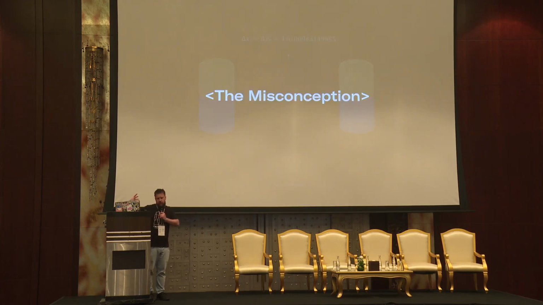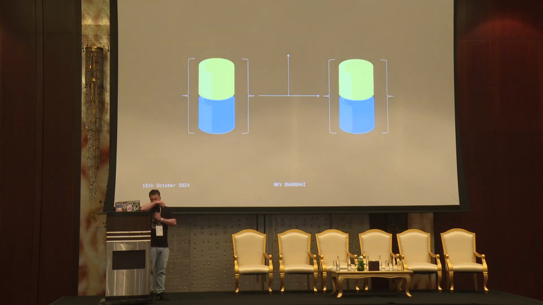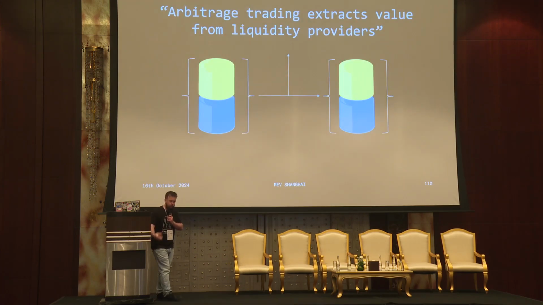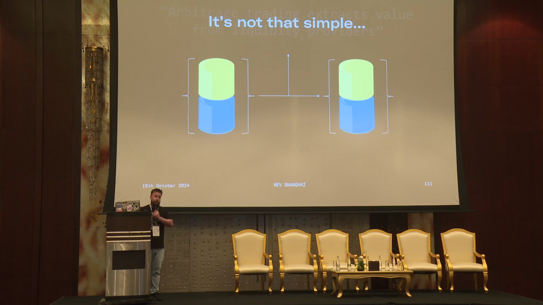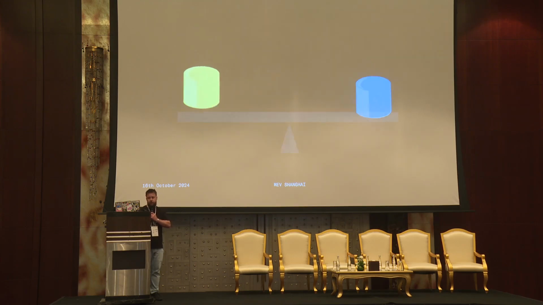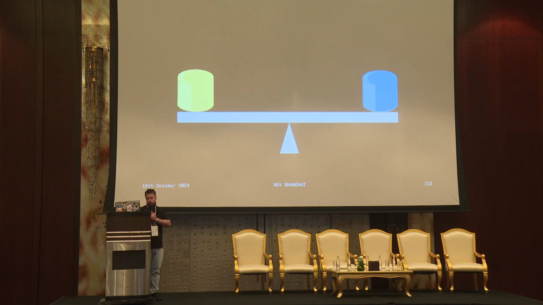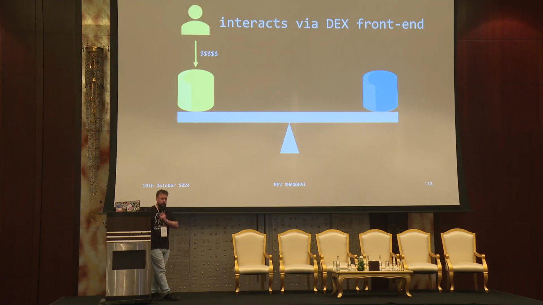Who did that value get extracted from? There's a very deep misconception that I think a lot of commentators in DeFi talk about, which is that arbitrage trading extracts value from liquidity providers. This is generally how it's sold to us, and this is the misconception. I'm going to show you exactly how these arbitrage opportunities arise and then who is actually losing out in some of these things. So this is what happens. If you have these two liquidity pools with prices at equilibrium with each other, and you have a naive user who trades on one of these pools, let's say via the front end that the DEX gives them to use.